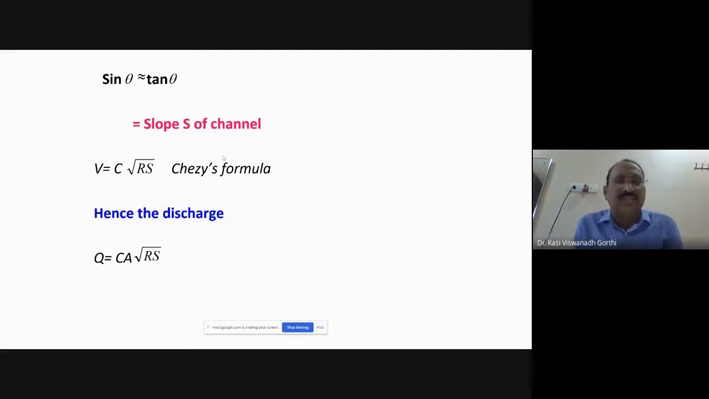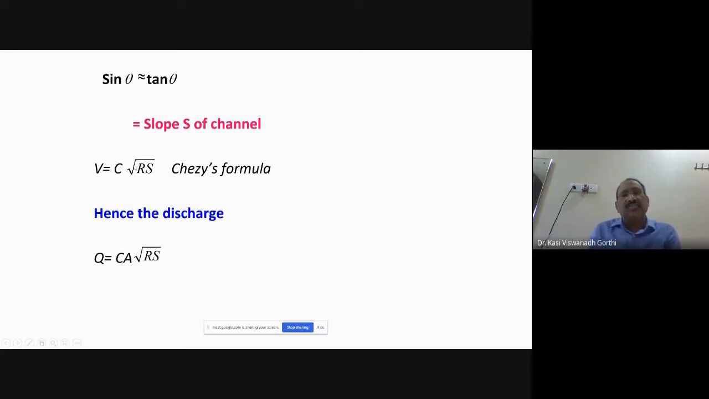V is the mean velocity of flow in the open channel. C is the Chezy's coefficient. R is the hydraulic radius, and S is the longitudinal slope. Once you get the value of the velocity V, you can automatically calculate the discharge. The discharge Q is equal to area into velocity, Q is equal to A into V. So A into C into square root of RS, or the discharge Q will be equal to CA square root of RS.